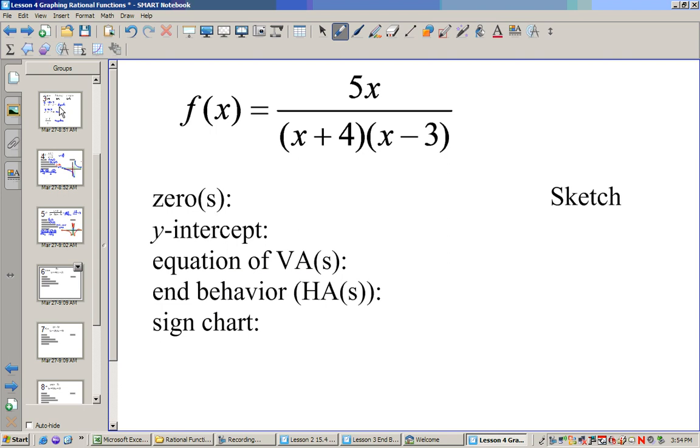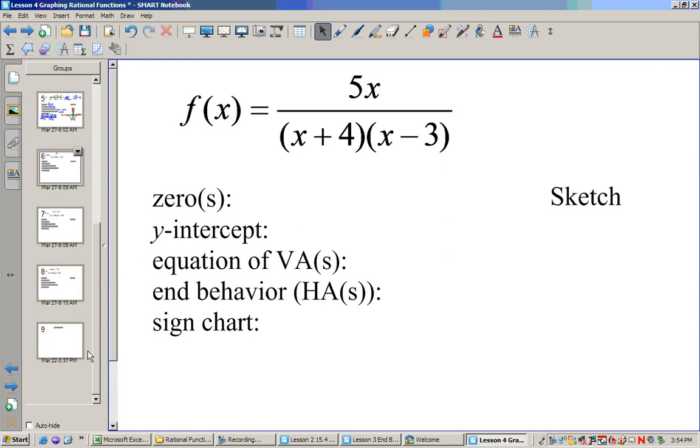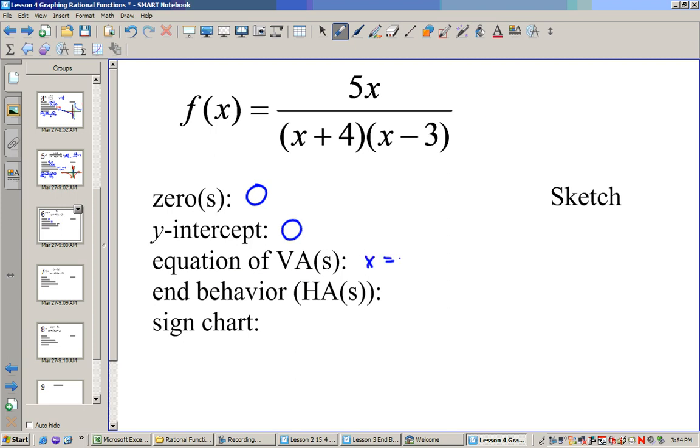All right, next one. Try this one on your own. See how far you get. All right, the 0 would just be 0. My y-intercept would be 0 over some other things, but that's just 0. Vertical asymptote would be at x equals negative 4 and x equals 3. My end behavior, since my denominator has a higher degree than my numerator, it'd just be y equals 0.